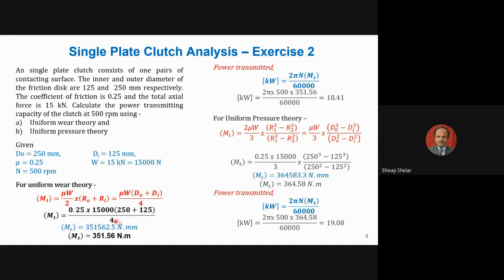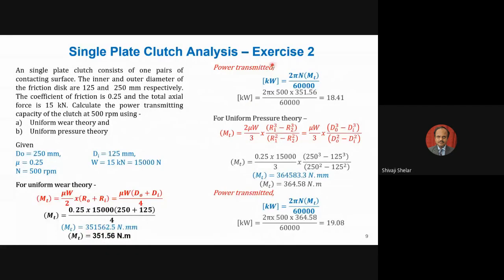So we get the torque here. Since the diameters are in millimeter and the load is in newton, my torque value will be in newton millimeter. So the torque in newton millimeter is 351.56, and this can be converted into newton meter. The torque in newton meter is 351.56 newton meter, divided by 100 here, to get it in newton meter. So this is the torque transmitted considering uniform wear theory.